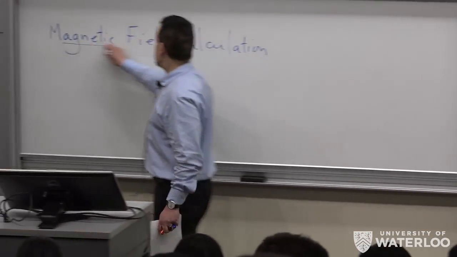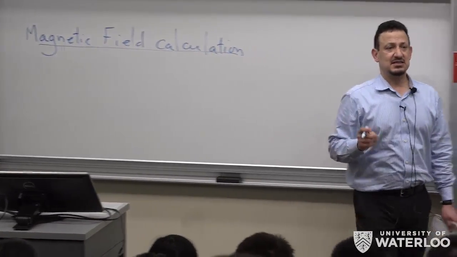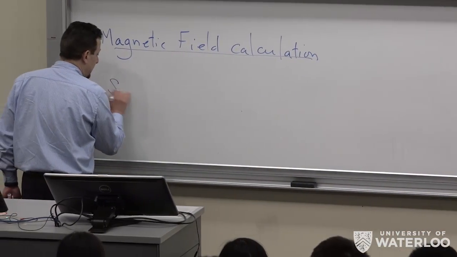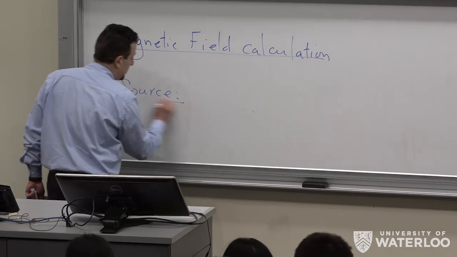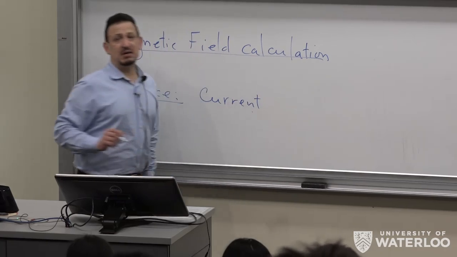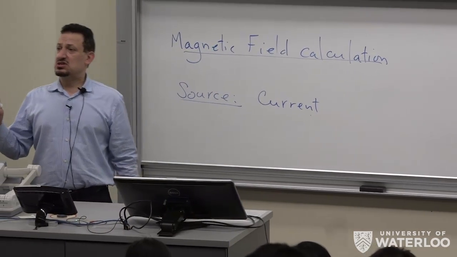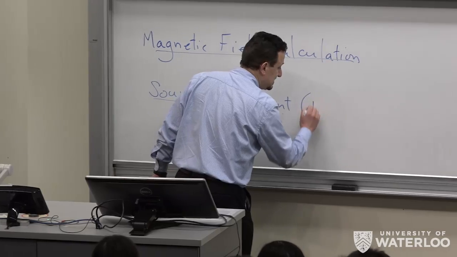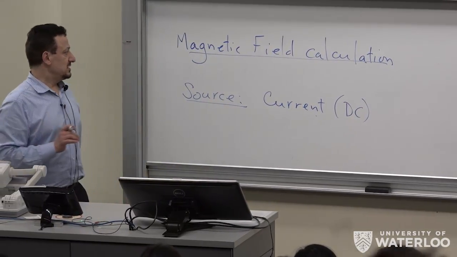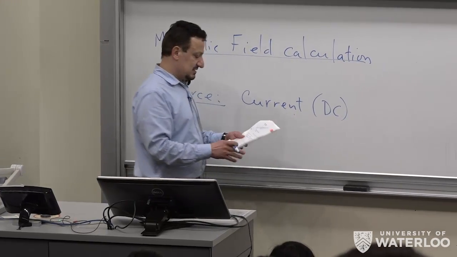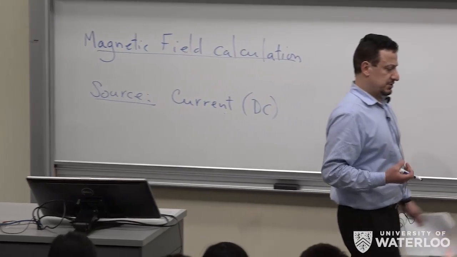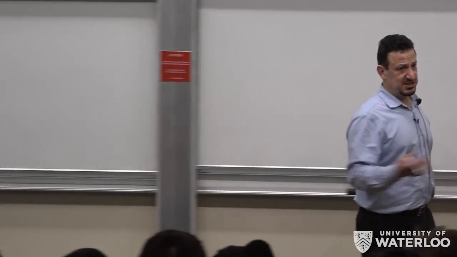Magnetic field calculation. Magnetic field due to what? Due to a current source. So the source of the magnetic field is a current. What type of current? Alternating or constant? It has to be DC, direct current. So far, we will be only dealing with direct current, meaning that it's excited by a battery. The original source of the energy is a battery somewhere in the circuit.